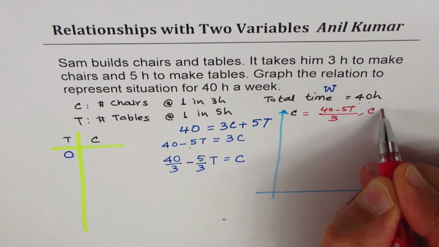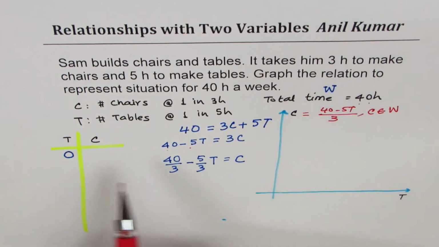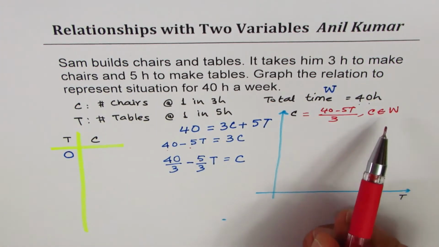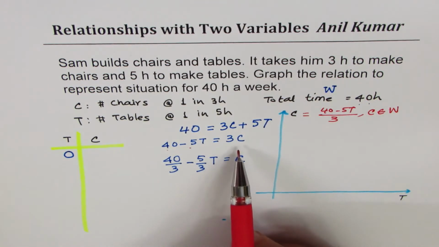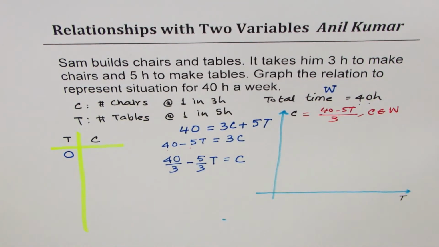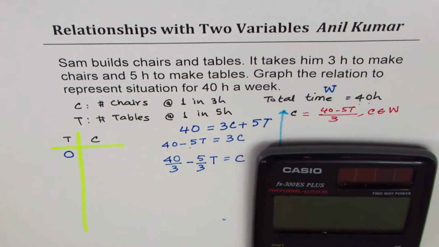So C belongs to, we write belongs to whole numbers, W. Okay. So that is our number set which we are dealing with. So number of chairs should be a whole number, right? Okay. So let's use a calculator since there are a lot of fractions involved.